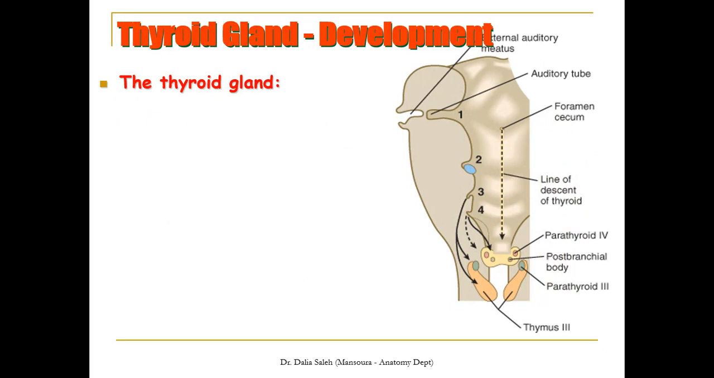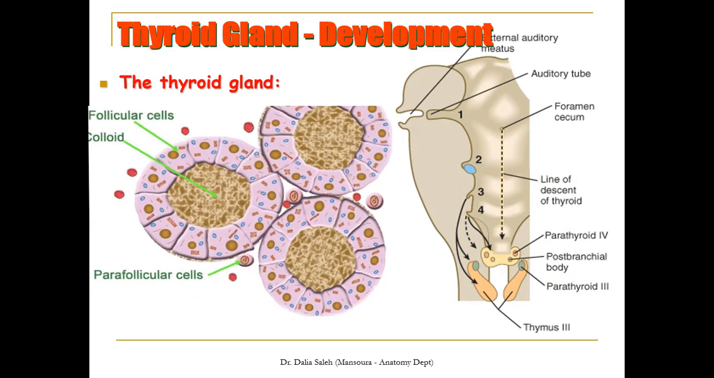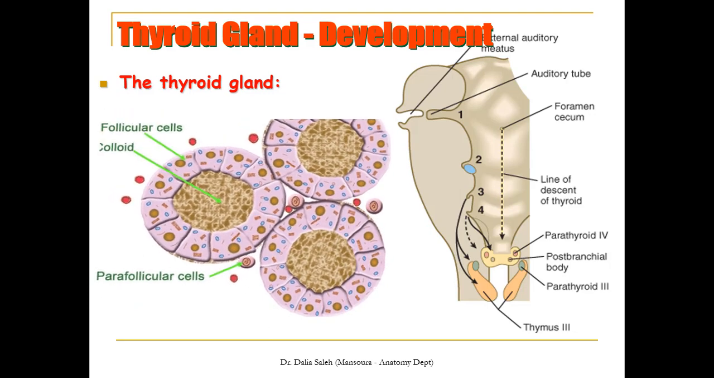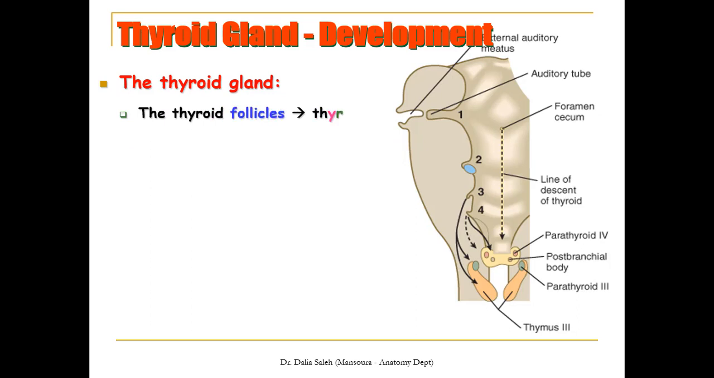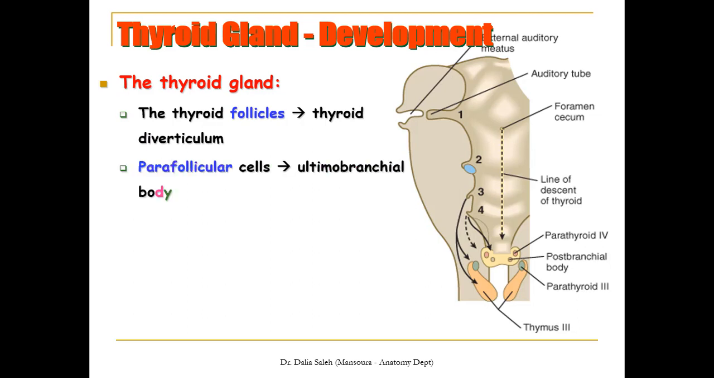For the different composition of the thyroid gland, you know that it is formed of follicles and parafollicular cells. The thyroid follicles are derived from the thyroid diverticulum, or the endodermal thickening at the floor of the pharynx. And the parafollicular cells are derived from the ultimobranchial body, from the fifth pharyngeal pouch.